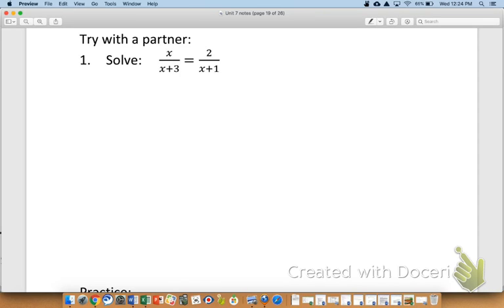For the folks that might watch on the video. So walking around, I saw everybody started off with a common denominator, which I think is a great move. What was your common denominator? X plus 3 times x plus 1. That's right. So for the left side, you're going to have to multiply top and bottom by x plus 1. Thank you. And for the right side, multiply top and bottom by x plus 3.